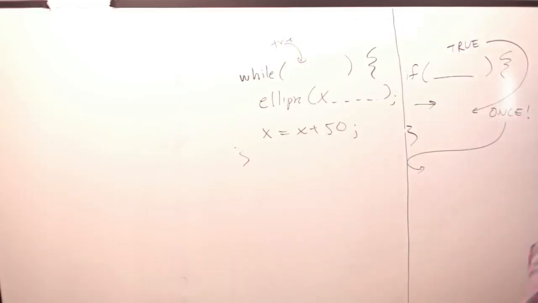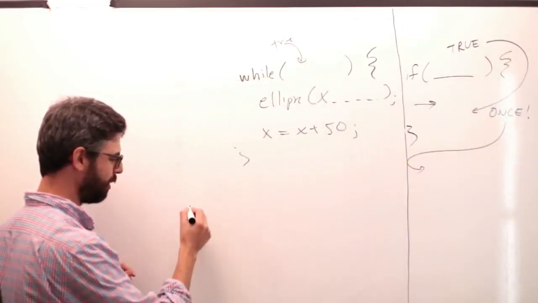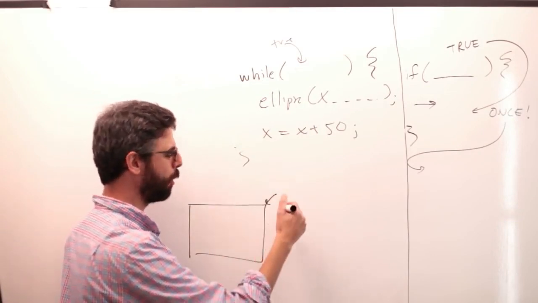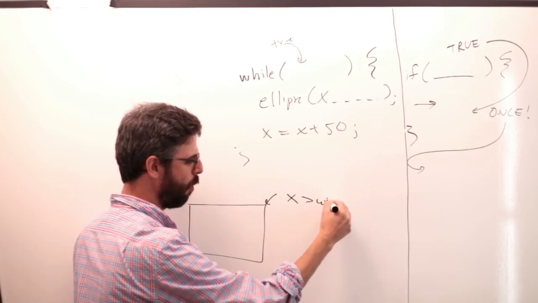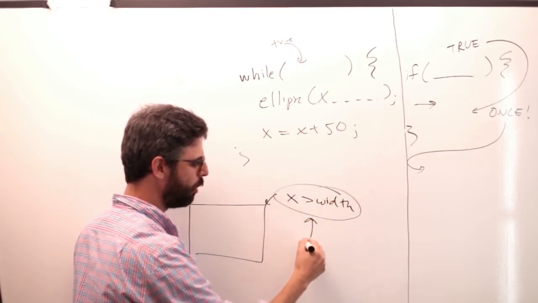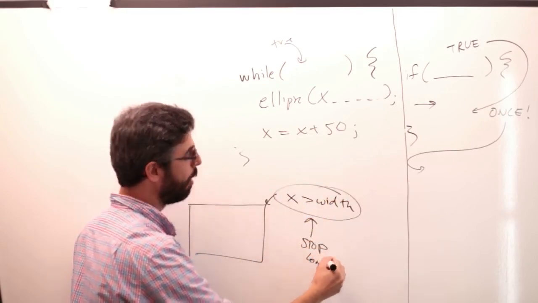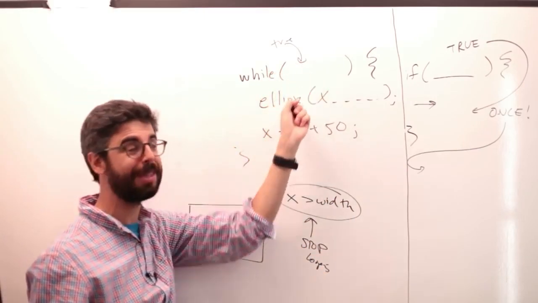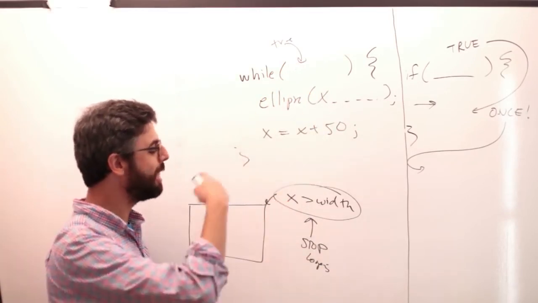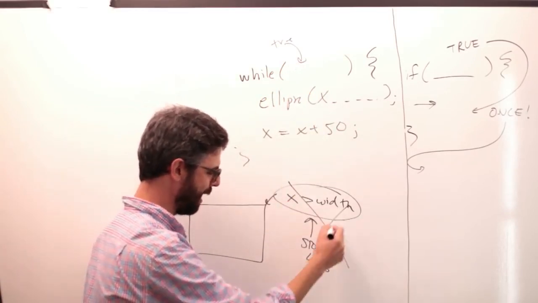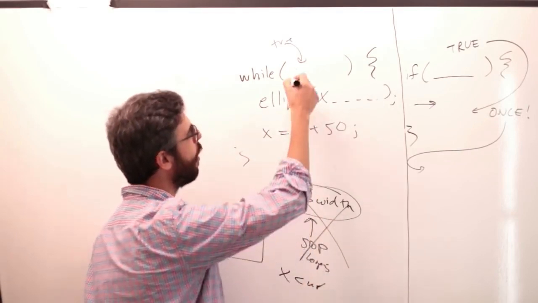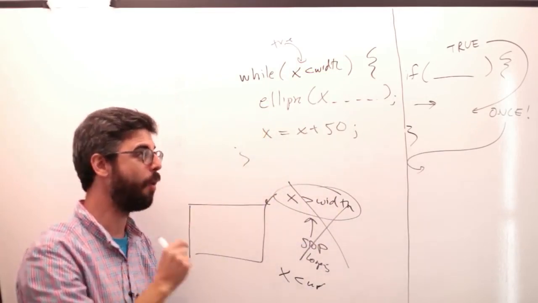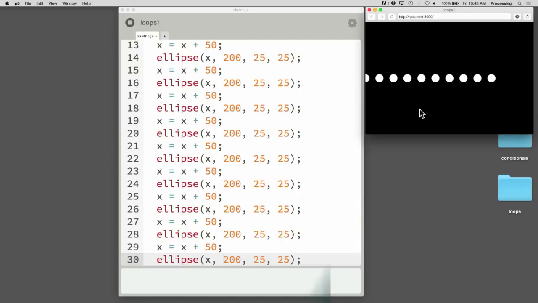So what is my exit condition? This is the canvas. I want to stop looping when x is greater than width. This is when I want to stop looping. But remember, the thing in here is when it's true, that's not when I stop looping, that's when I continue looping. So I want to continue looping as long as x is less than width. So as long as x is less than width, I want to draw this ellipse over and over and over again. Okay, so let's come over here and see that.